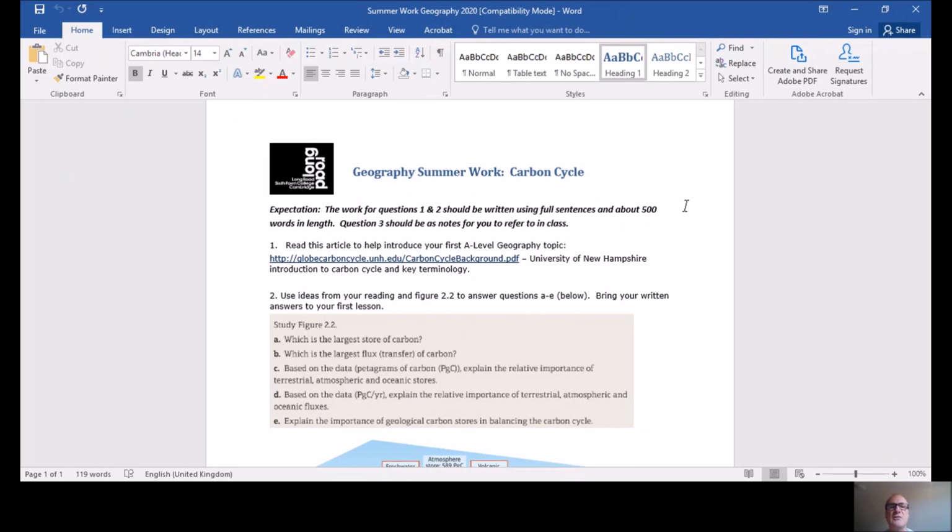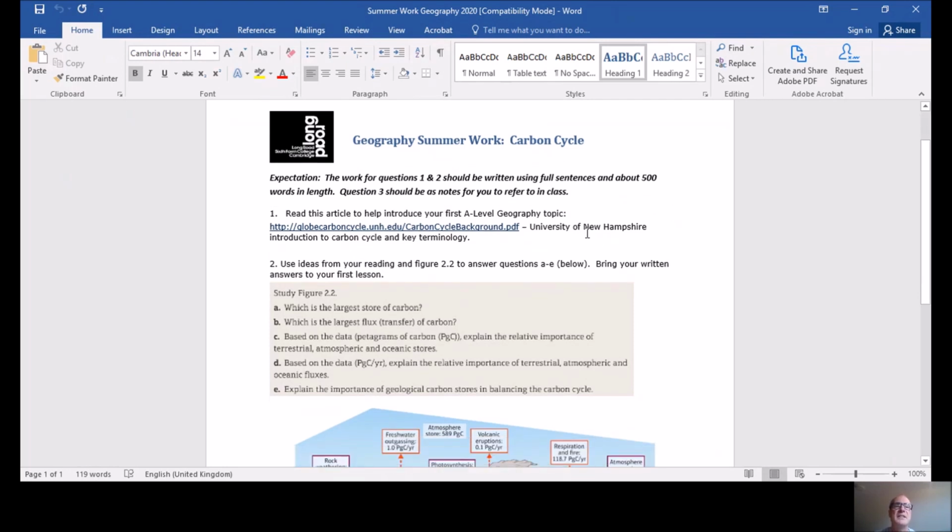A lot of the geography that you'll be doing over the course of 2 years in college will be longer written pieces, so we just want to have a little look to see what your writing style's like. And there are 3 questions, and they're all based around the topic of carbon.